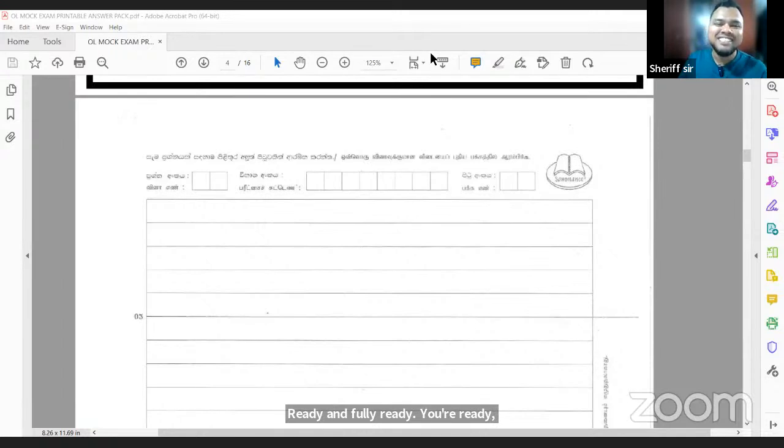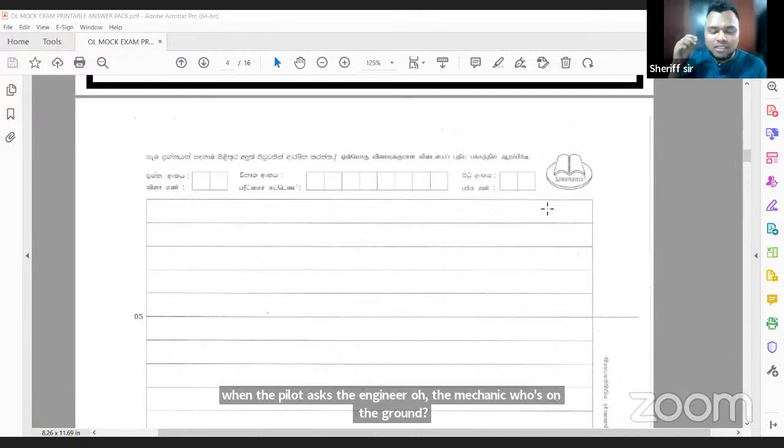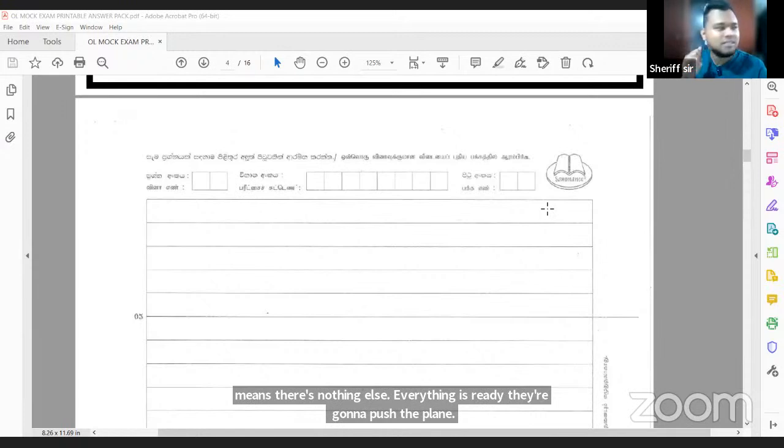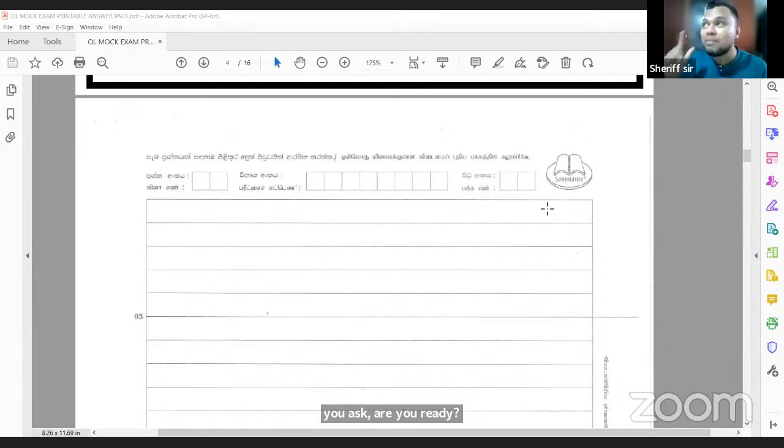You know, we use this word fully ready in aviation. When the pilot asks the engineer or the mechanic on the ground, "Are you ready?" then the mechanic or the engineer will reply, "Fully ready." That means there's nothing else, everything is ready. They're going to push the plane, they're basically ready to depart. I still remember replying, "We are fully ready." Are you fully ready then? It is what it is, right? Okay, let's go with it then.